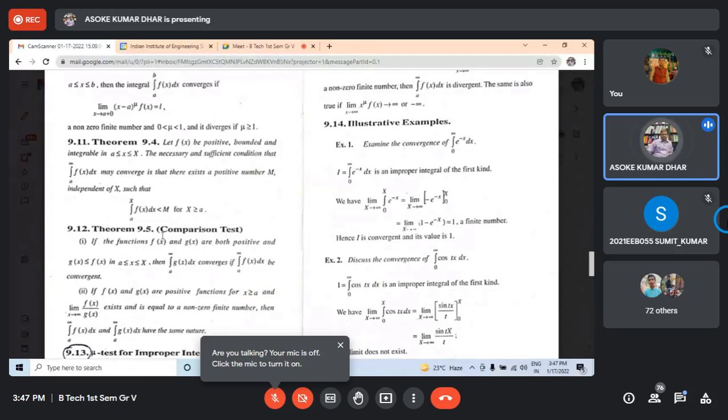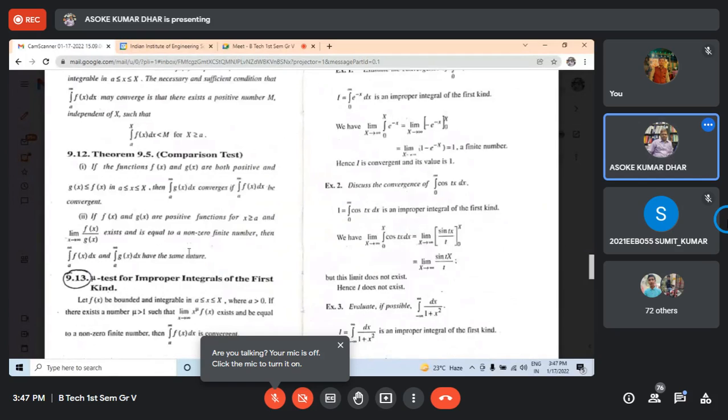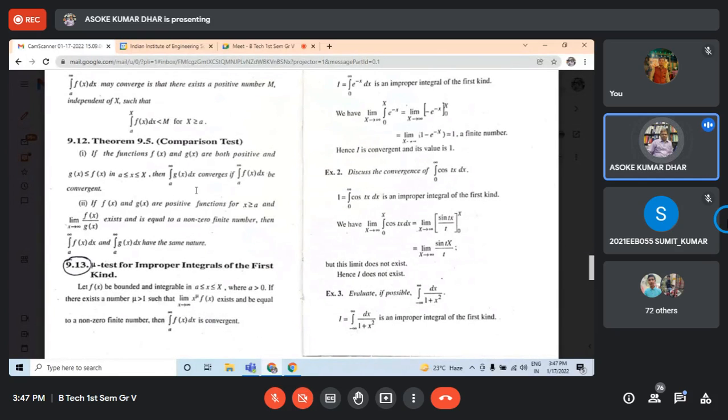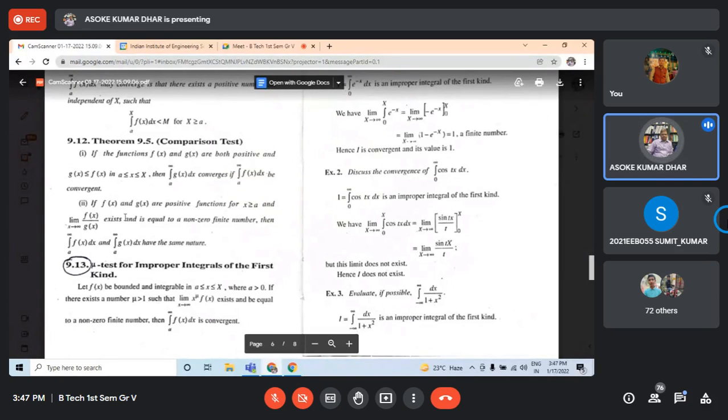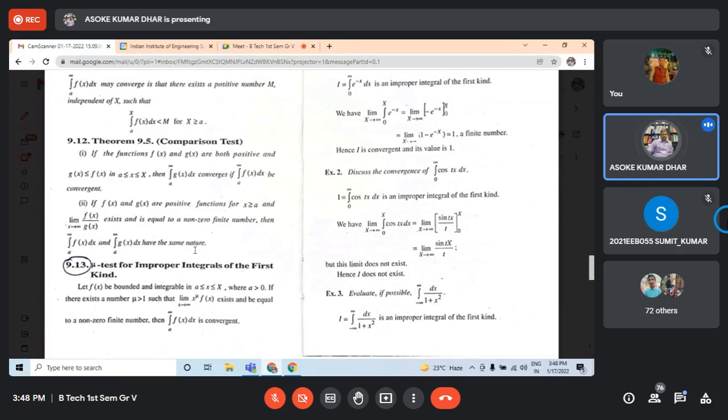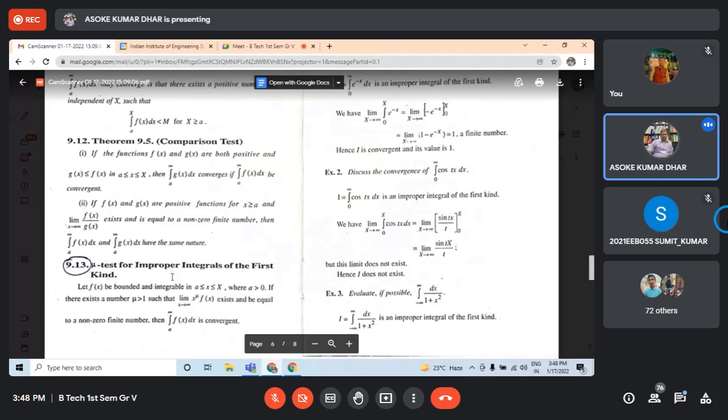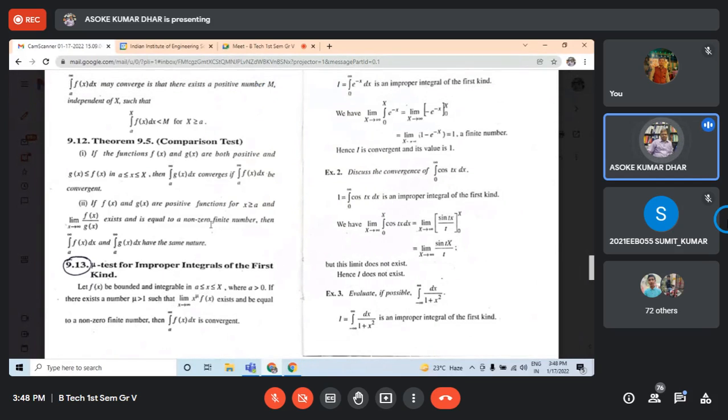So we have discussed only the comparison test of the first and second kind. The integral from a to infinity of f(x) dx converges if this converges, and if f(x) and g(x) are positive functions and the limit of f(x)/g(x) exists and is equal to a non-zero finite number, then this and this have the same nature, either both convergent or both do not converge. We are not interested in the mu test today. Next day I shall consider it.